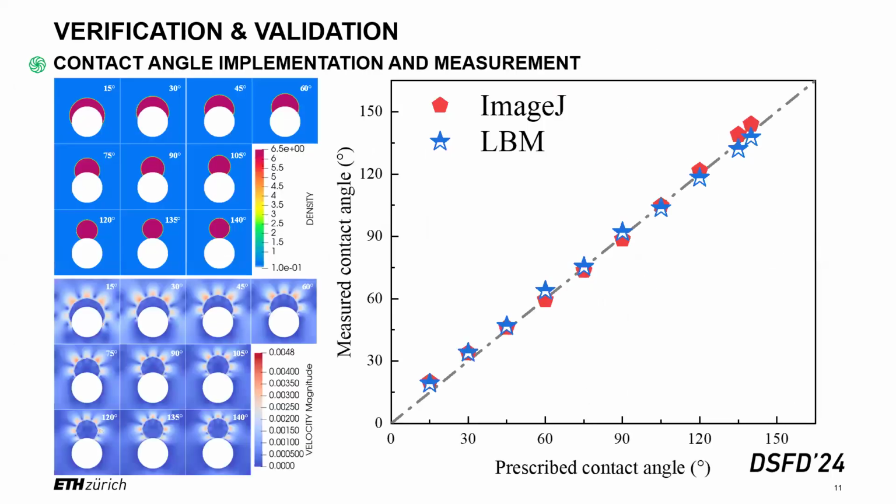Then we simulate various contact angles from 15 degrees to 140 degrees, and the spurious velocities are less than 0.0448. And we compared the prescribed contact angle and the measured contact angle by the R code and the image software. From it can be found that the deviations among them are less than 5 degrees.